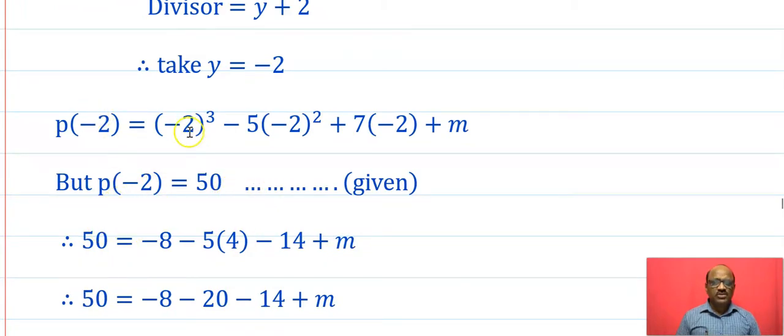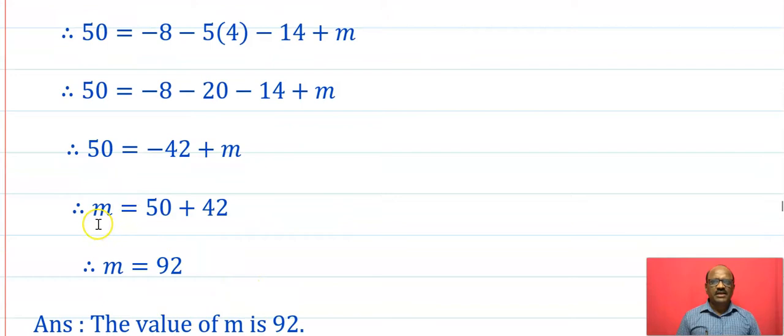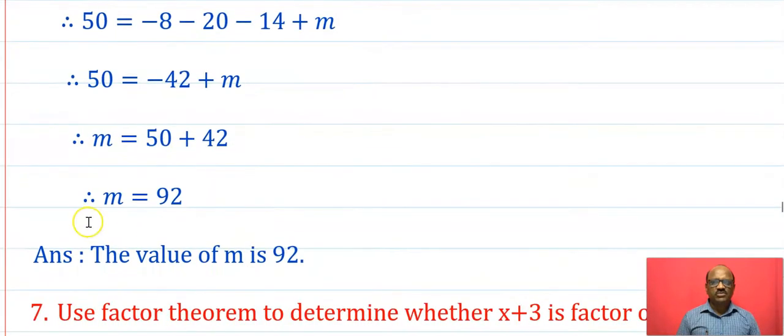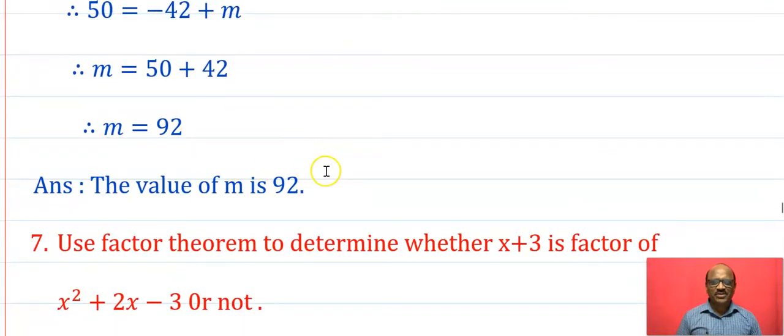Therefore 50 is equals to minus 2 cube, minus 8. Minus 5 into minus 2 square, that is 4. Minus 14 plus m. Minus 8, 5 into 4, minus 20. Minus 14 plus m. And overall this is the 50. Minus 28 minus 14, that is minus 42 plus m, and therefore m is equals to 50 plus 42, and therefore m is equals to 92. Sorry, this is the value of that m. M is equals to 92.